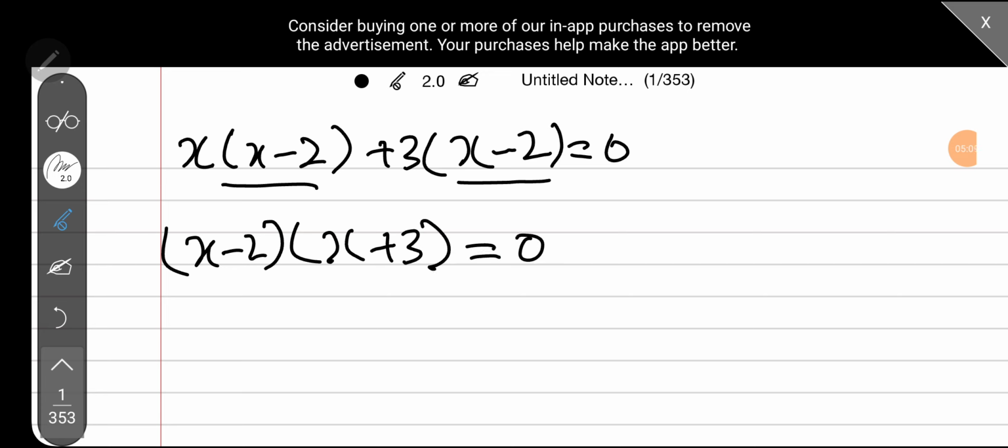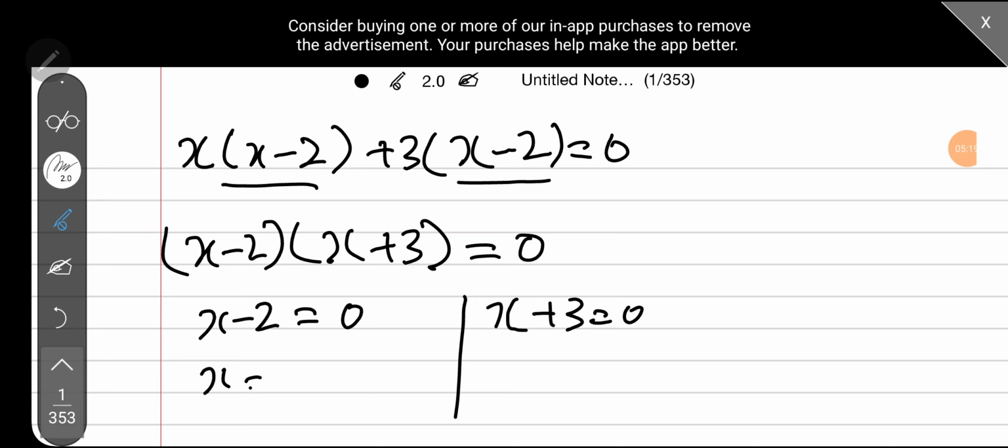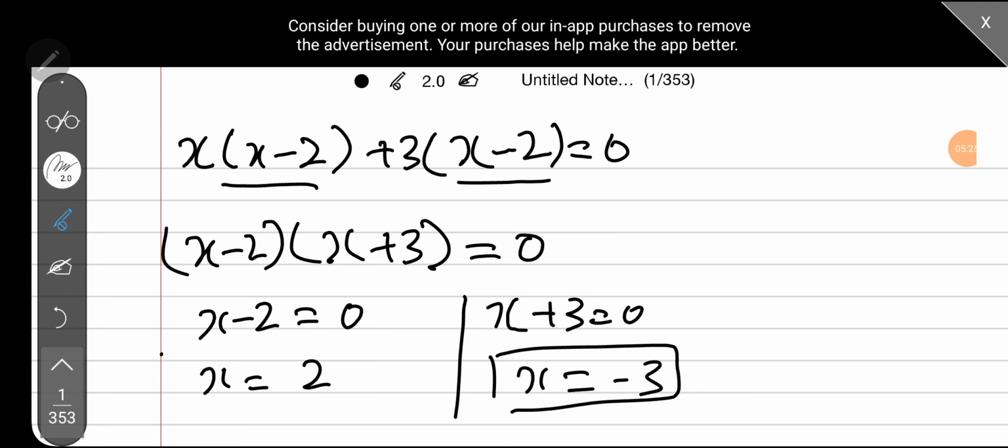Now x minus 2 is equal to 0, and x plus 3 is equal to 0. So we got two values, plus 2 and minus 3. So we solved this quadratic equation by factorization.